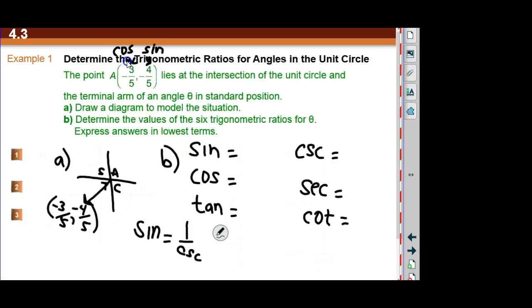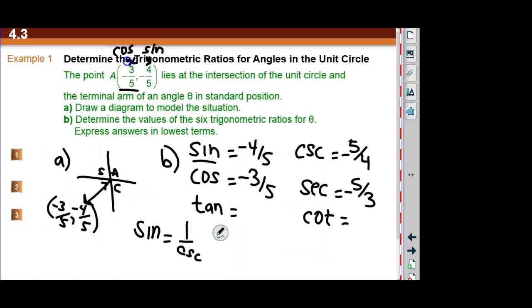Okay, so do we know what sine is in this question? Yeah, it's negative 4 over 5. I just said cosecant's the reciprocal, so what would cosecant be? Well, it would just be the reciprocal of that. So it would still be negative, but it would be them switched around. Cos, we know to be this point here, right? Minus 3 over 5. And then we can say secant is the reciprocal of cos, so it is minus 5 over 3.